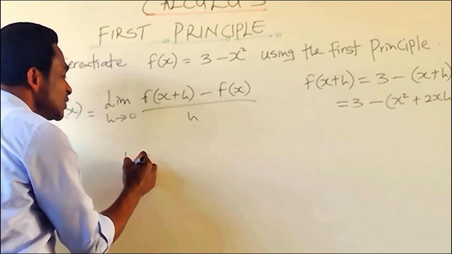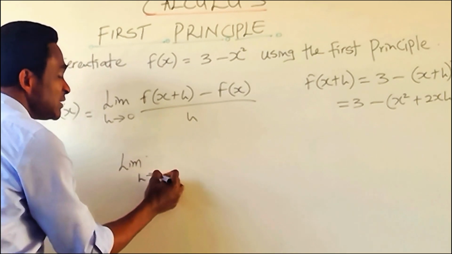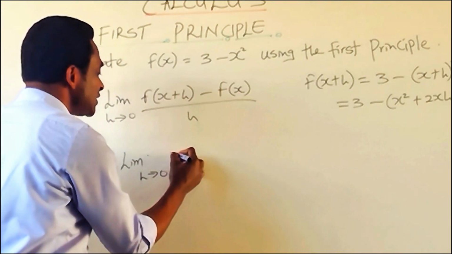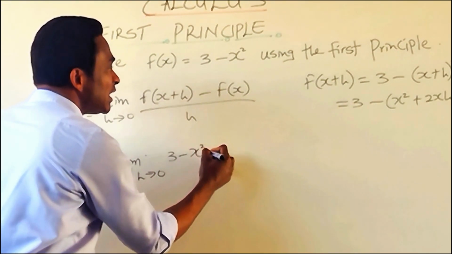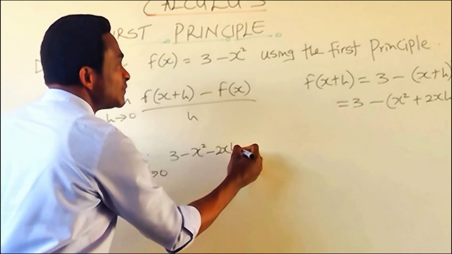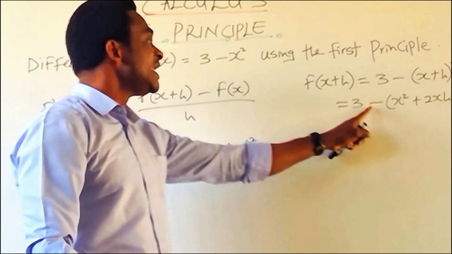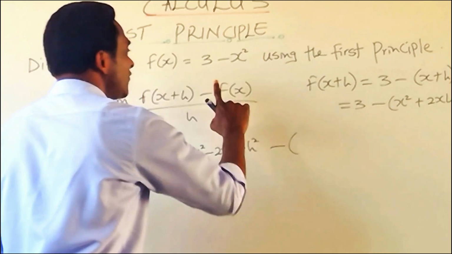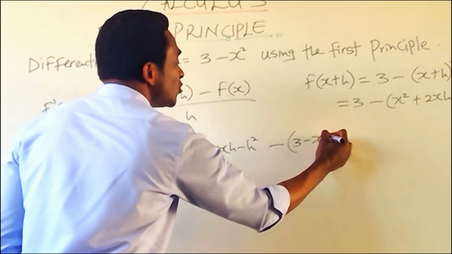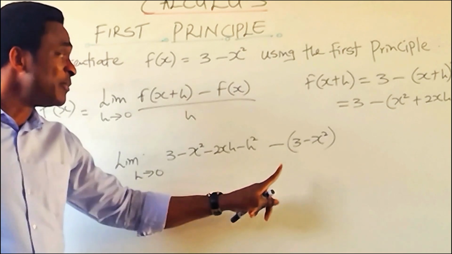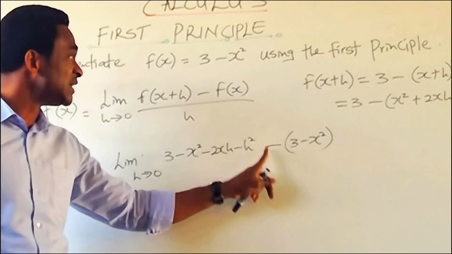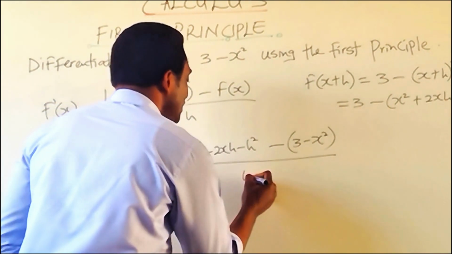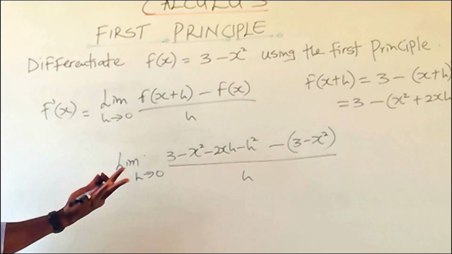Please note that notation is very important in this part. So we replace our f of x plus h, that's 3 minus x squared minus 2xh minus h squared. Remember that this negative belongs to everything in the bracket. Then minus our f of x. It is good practice to always put a bracket there so that you don't mess up the sign, so that you understand that the minus belongs to everything on the other side. Then divided by h.